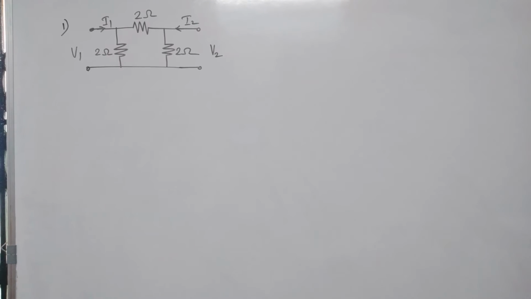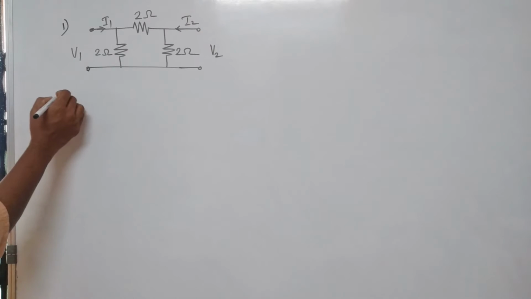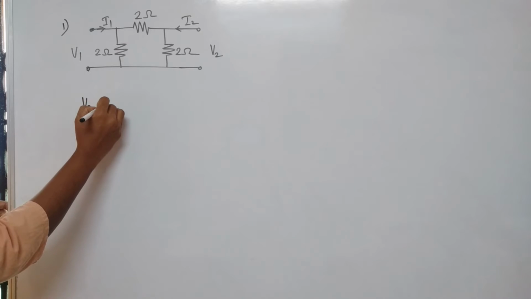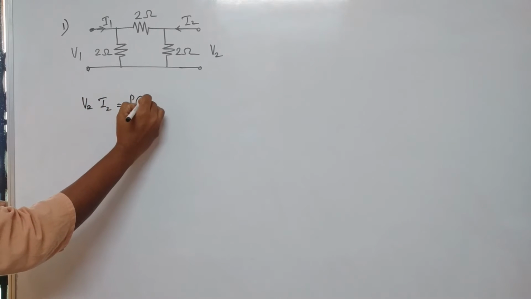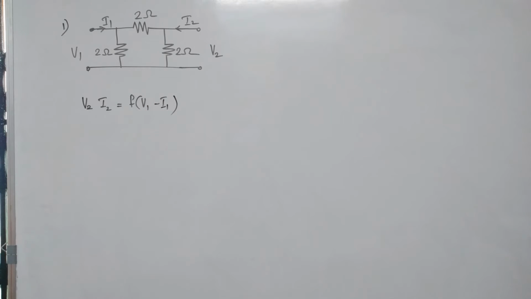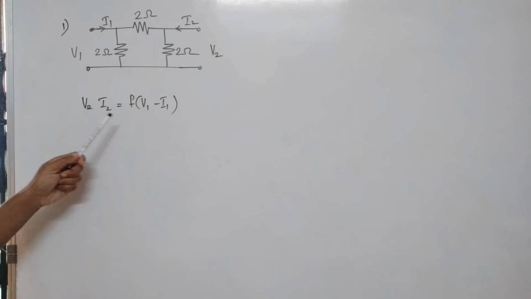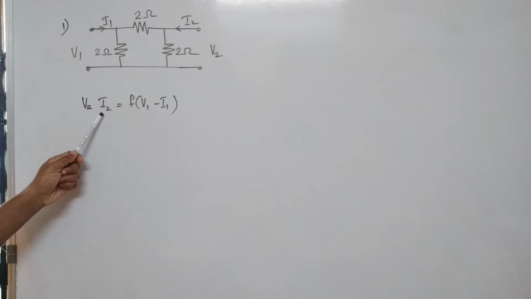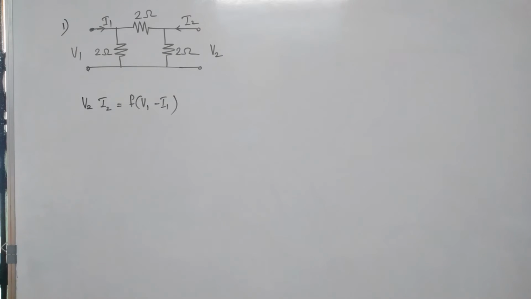Find inverse transmission parameters for the circuit shown. Now there are two ways to do this. Inverse transmission parameter means the basic definition is V2, I2 expressed as a function of V1 and minus I1. So one method is to frame an equation for the given circuit for V2 in terms of V1 and minus I1. Similarly, frame an equation for I2 in terms of V1 and minus I1.